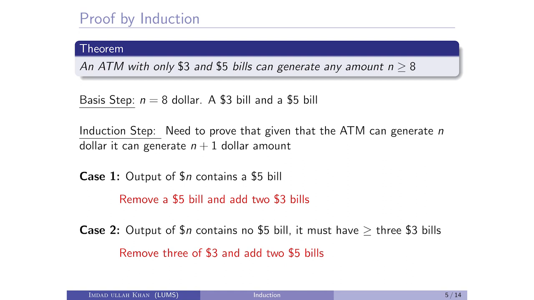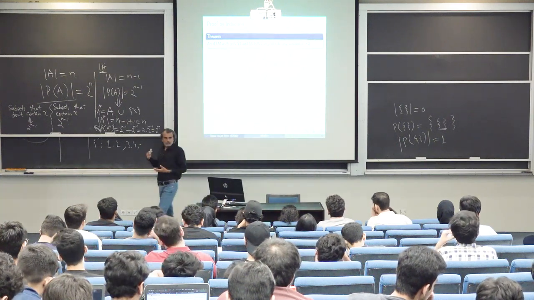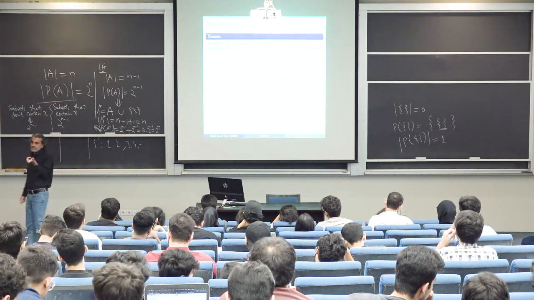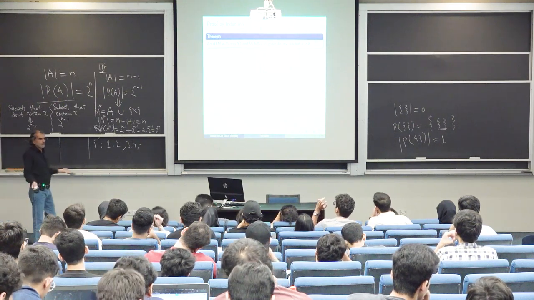Okay, a slightly different kind of example is that an ATM with only two kinds of bills, one is a $3 bill, the other is a $5 bill, can generate any amount greater than or equal to 8. Is it possible? First we need to convince ourselves intuitively. If it is 8, what is the base case over here? Base case is 8, right? The smallest amount which can possibly be generated is 8, because we have 3 and we have 5, so 3 plus 5 is 8. So the base case is true.